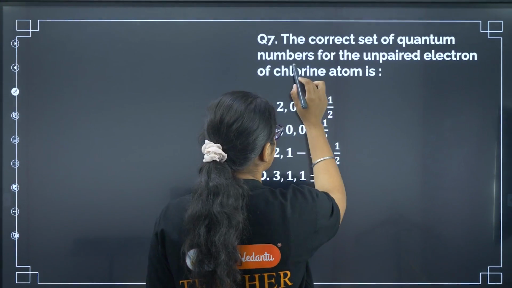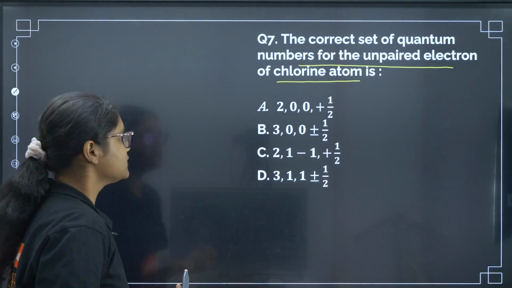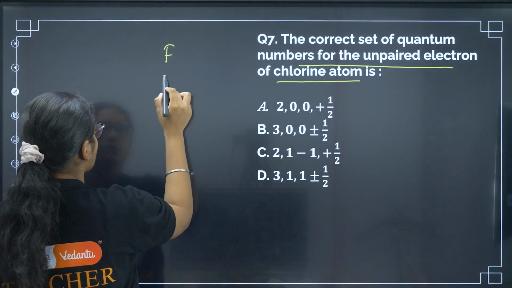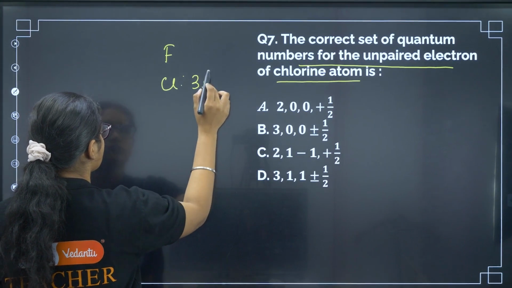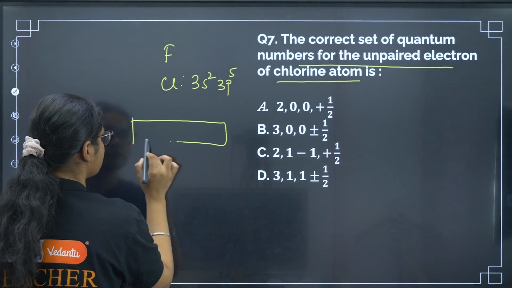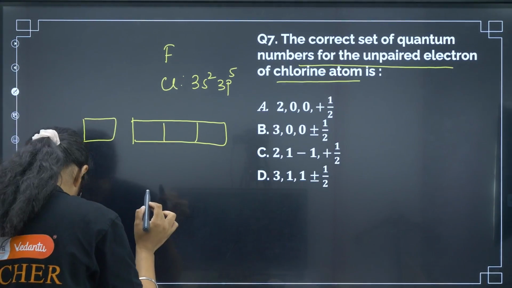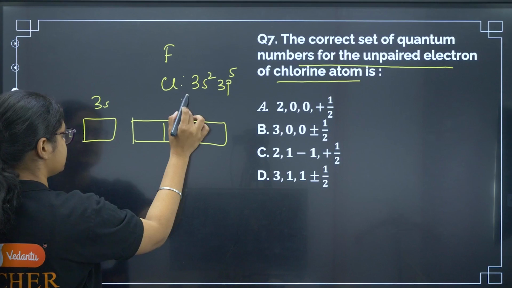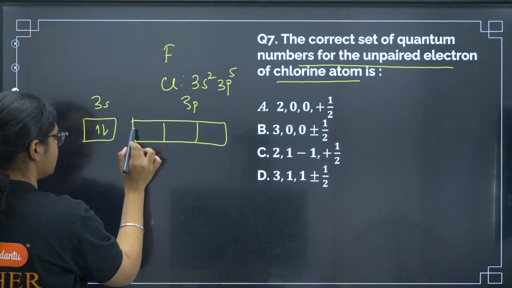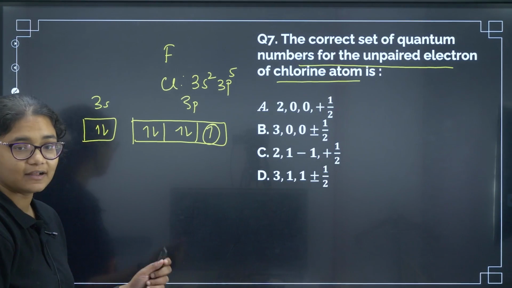Next, the correct set of quantum numbers for the unpaired electron of chlorine atom is. So if you remember, fluorine, chlorine. So here chlorine electronic configuration is 3s2 3p5. So if I do 3p5, we have 3 orbitals here. So this is 3s and this is 3p. We have 2 electrons here and we have 5 electrons here, right? So the question is asked about this last electron.